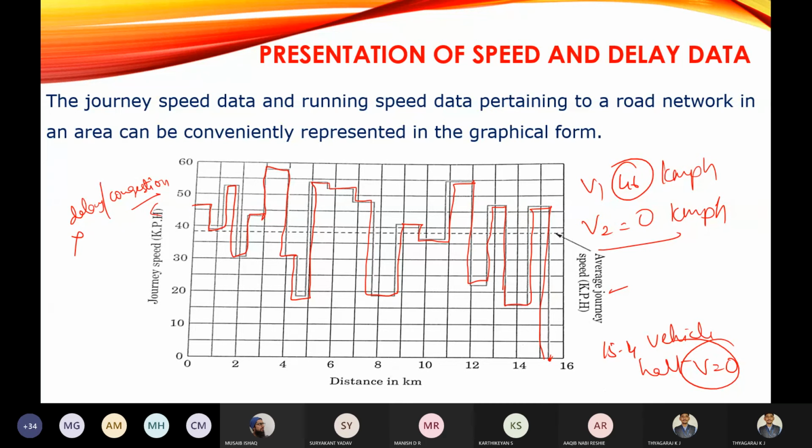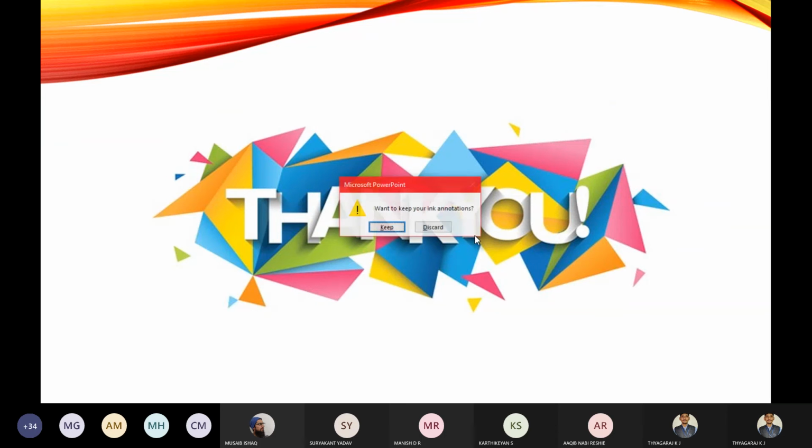Okay, this completes the speed and delay survey. In the next class, we will be discussing an important survey called the origin and destination survey, which is very important from the general knowledge point of view and from the examination point of view. Okay, this is all about speed and delay data. I'll stop the session now.